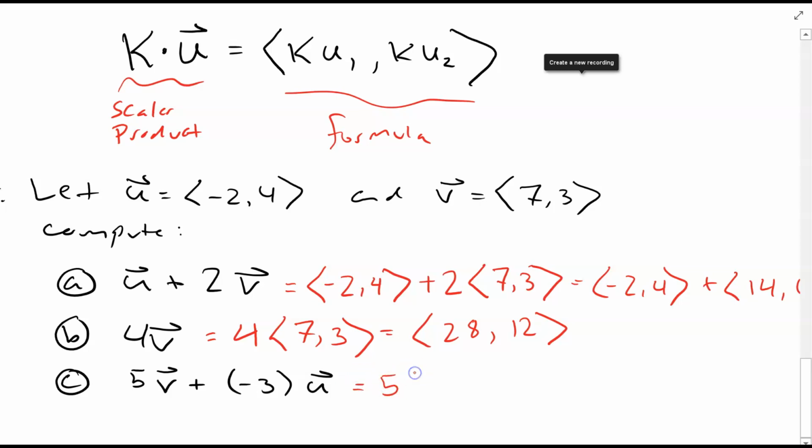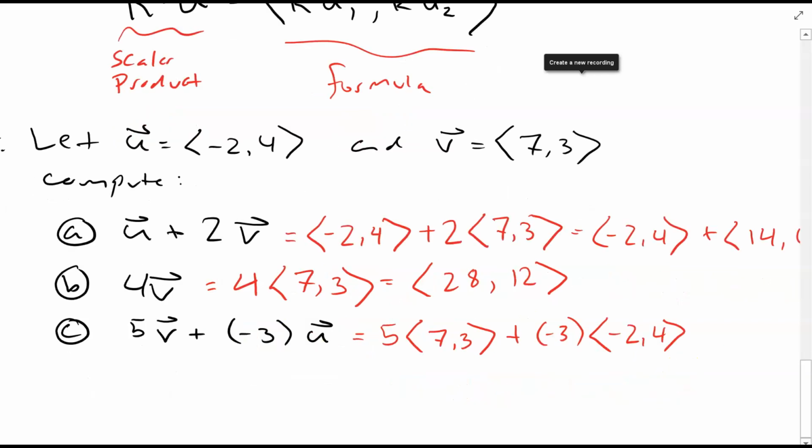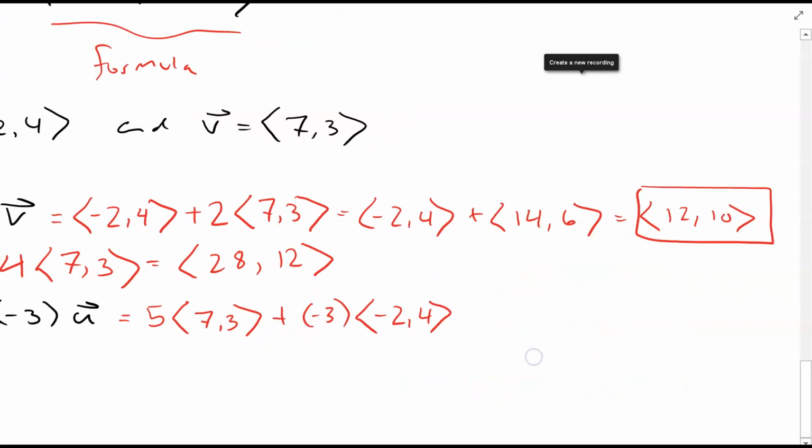So again, I'll start just by rewriting the problem and putting the component forms in place of the vectors. Then we said that the first thing we'd want to do is the scalar multiplication. We'd want to do that before we do the addition. Okay? So 5 times 7 is 35. 5 times 3 is 15. Negative 3 times negative 2 is positive 6. And negative 3 times 4 is negative 12.